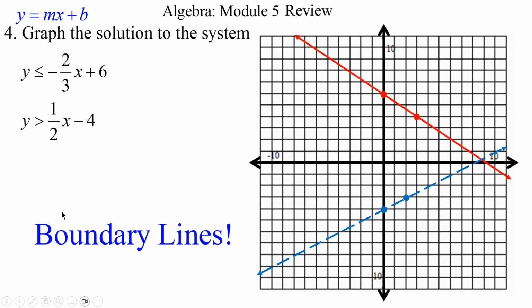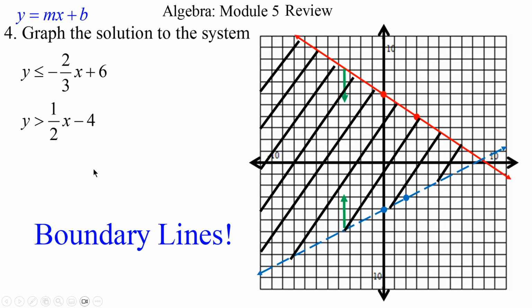Which one? Well, understand what an inequality means. Y is less than or equal to -2/3 x plus 6. That means I have to be below the solid line. Y is greater than 1/2 x minus 4. So I have to be above the dashed line. And the only region below the solid and above the dashed is right there. And there's my solution. Isn't that cool?